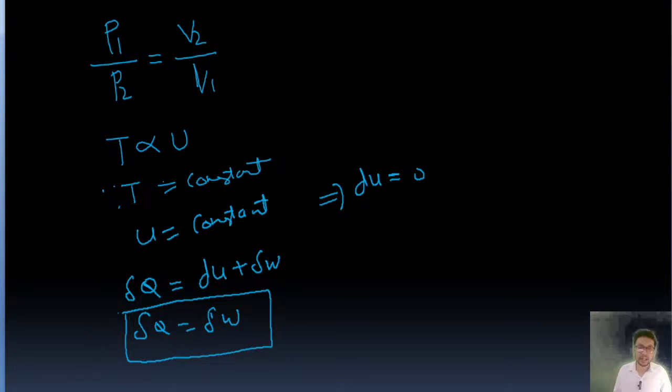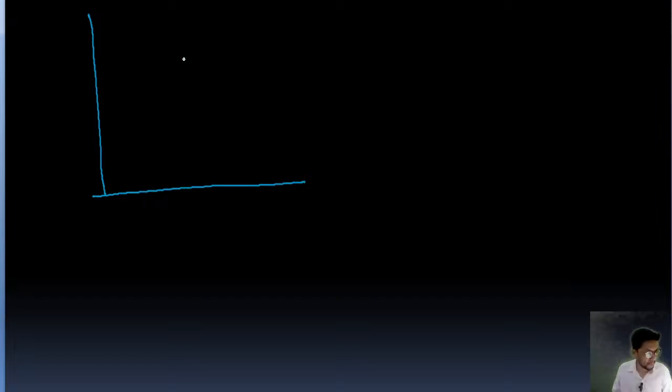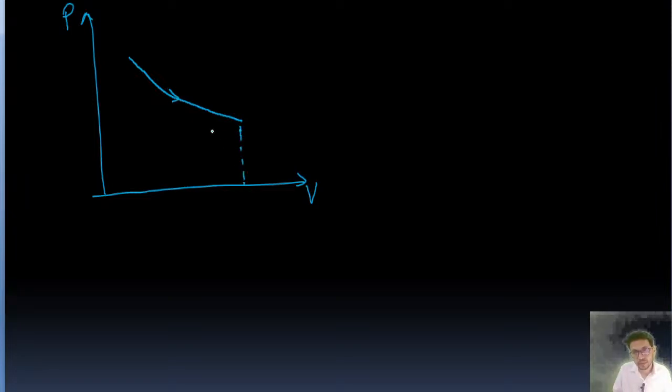Now I'll draw the graph, the isothermal curve, in the PV graph. This is P and this is V. This is the graph, guys. P and V both are changing here. So this is the isothermal curve. This is called the isothermal curve.